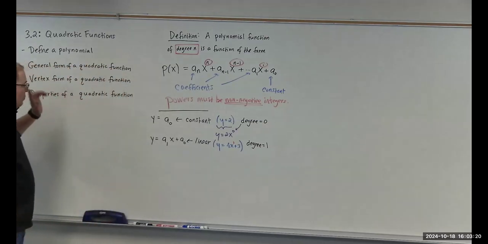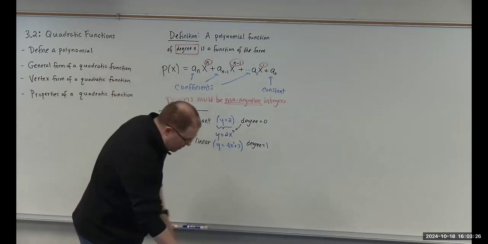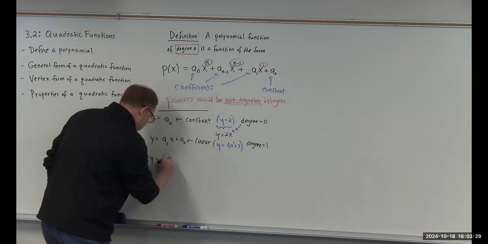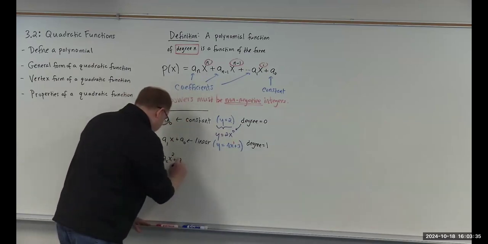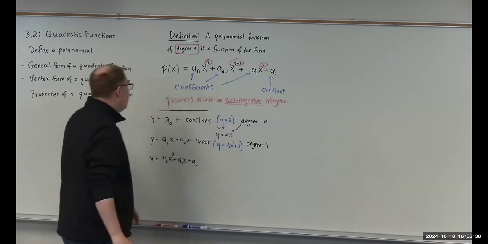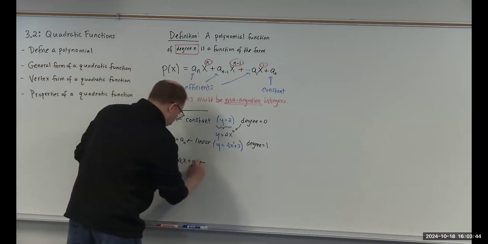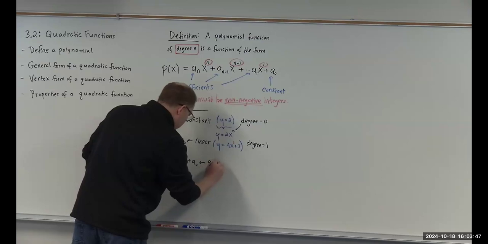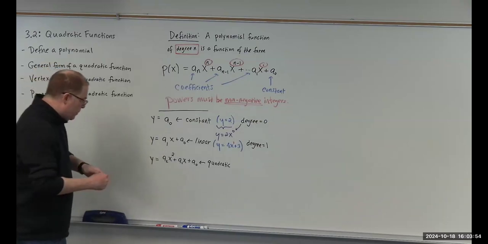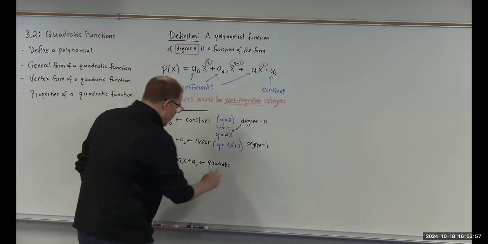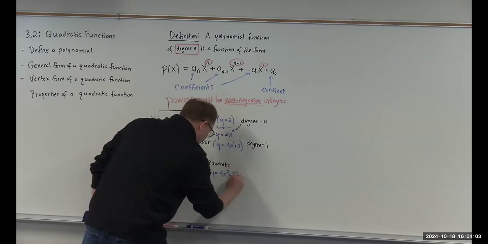All right, so finally we get to the quadratic form. So we have degree 2. So that's the quadratic form. So degree 2. For example, let's say we have 4x squared plus 3x plus 1.